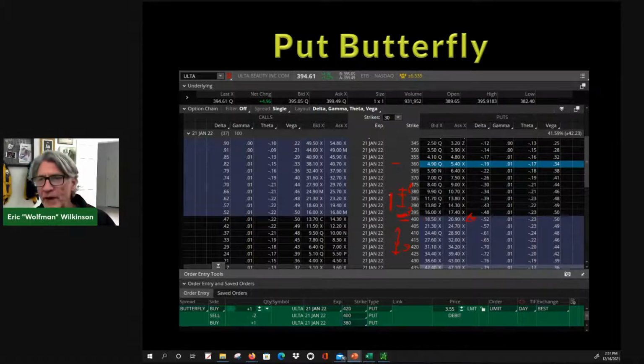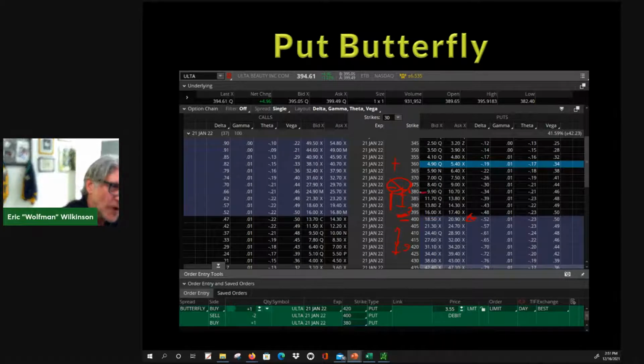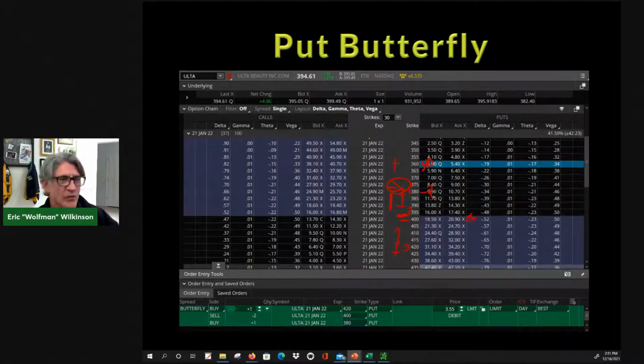Now, if I want to break the wing, what I do is I sell that put there, which gets rid of it, right? Basically, that negates that put, and then I come out here and I buy the 360. So there's a synthetic or an embedded short put spread, and that short put spread is the short 380 put and the long 360 put, all right? That's really what it is.